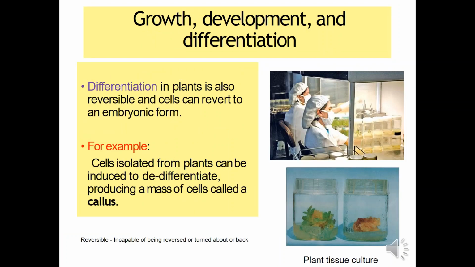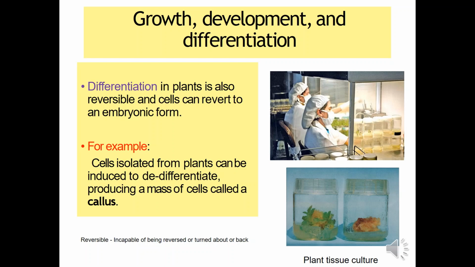From differentiation, it is reversible, where the plant cell can revert to an embryonic form. It means from the adult plant, it can reverse back to the callus. This process can only be achieved by using a biotechnology technique, plant tissue culture. If you look at the slide, there is a picture of two lab assistants doing an experiment regarding plant tissue culture.